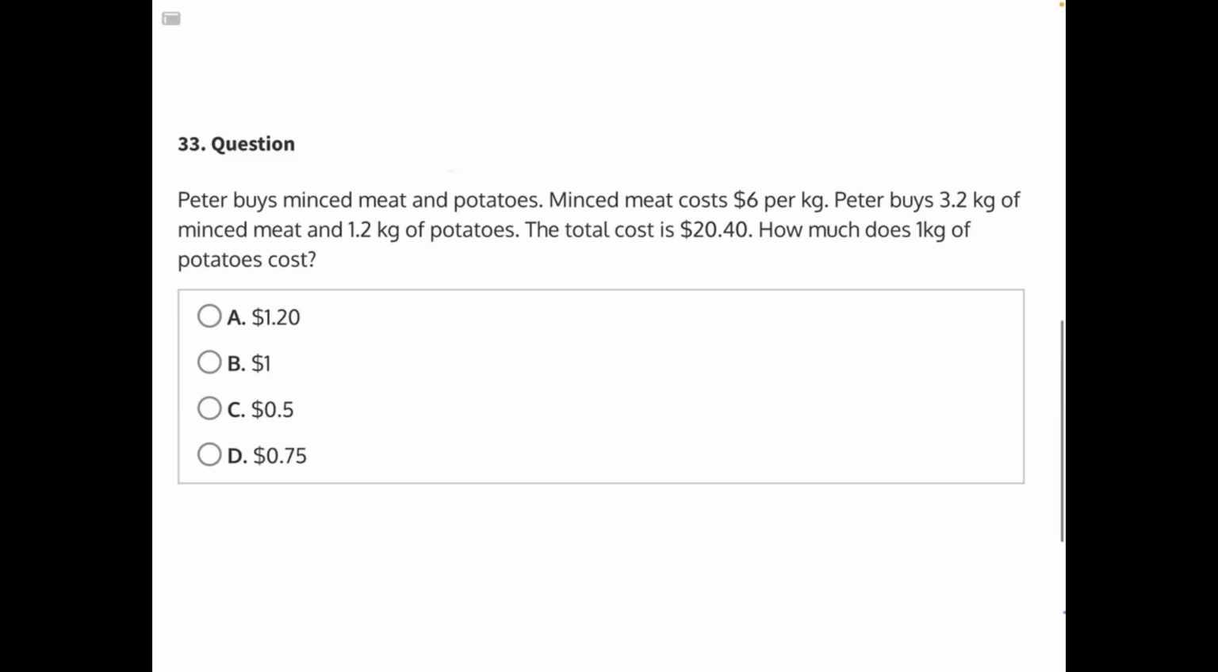Let's go back through the word problem and underline key information. Minced meat costs $6 per kilogram. We've bought 3.2 kilograms of minced meat, so right away I can see that that is going to be a piece of multiplication, right? If we want to figure out how much his minced meat cost, we would do 6 times 3.2. So I'm just going to keep that to the side.